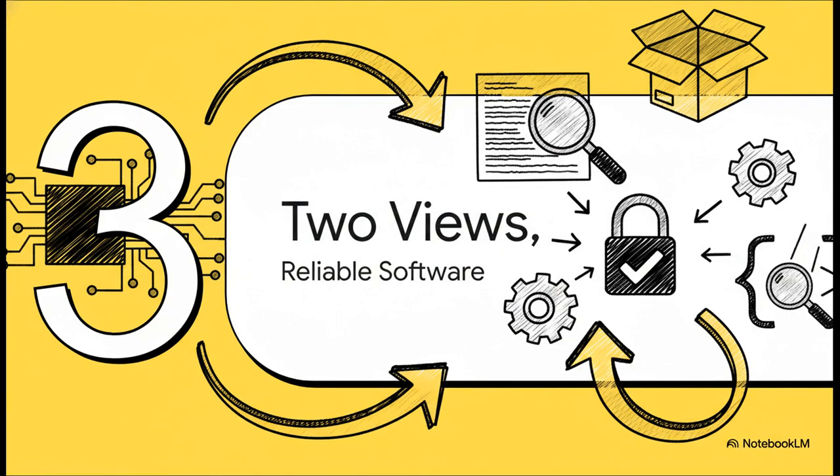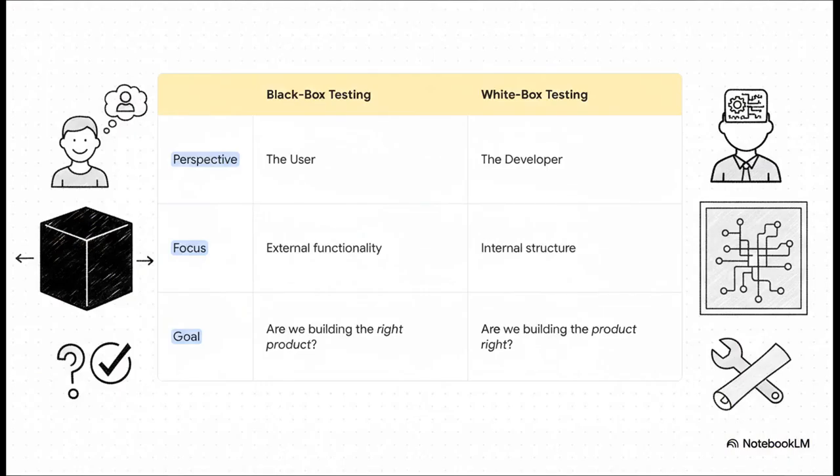So you've got these two very different ways of looking at software, one from the outside in, one from the inside out. But here's the really important thing. They're not in competition with each other. They're really just two sides of the same coin, both working toward the exact same goal, creating software that you can actually count on. This really breaks it down perfectly. You could say that black box testing is asking the question, are we building the right product for the user? And white box testing is asking, are we building the product right? You see? You absolutely need both of those questions answered to make something truly great.